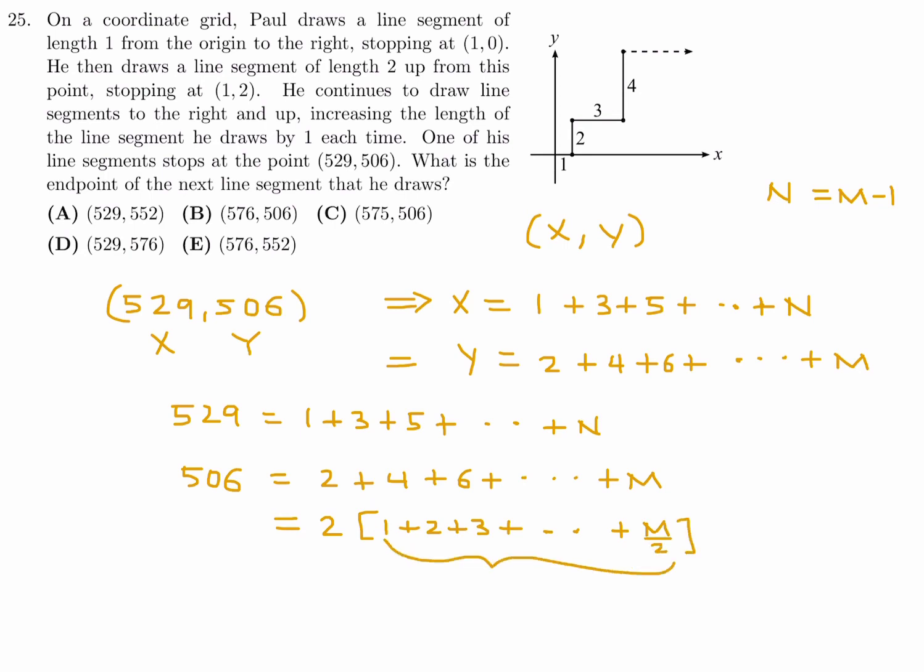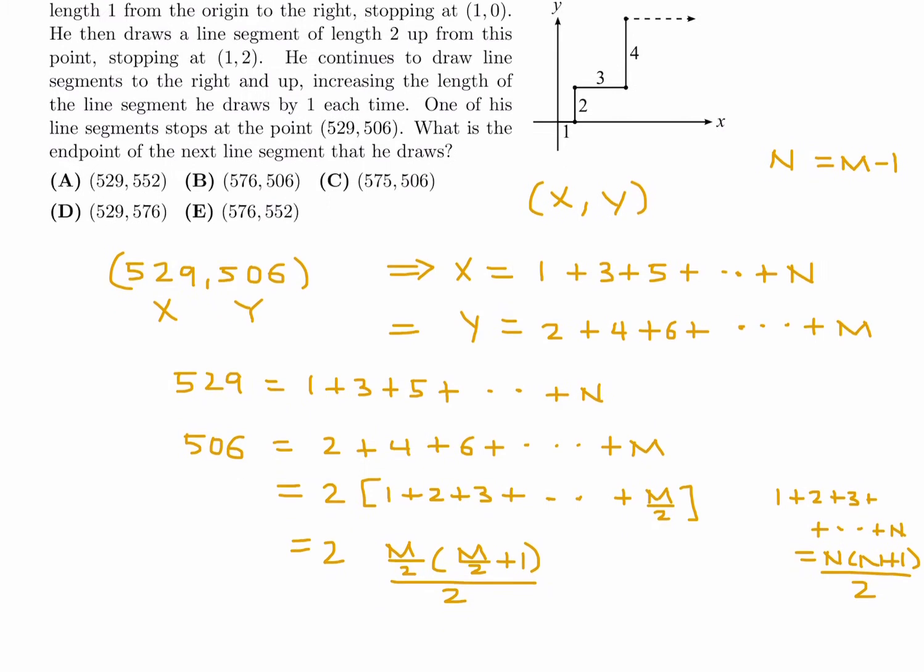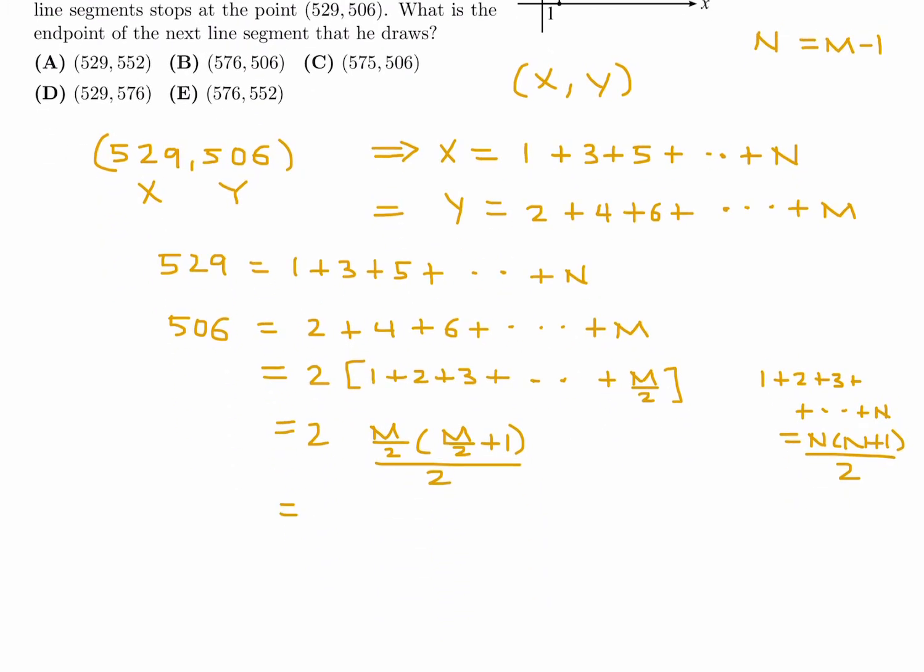And this part has a formula. And some of you may know it, some of you may not. It's in grade 7, so you may not know that the sum of consecutive numbers, dot, dot, dot, until n is equal to n times n plus 1 over 2. All right? So using that formula here, this part becomes m over 2 times m over 2 plus 1 all over 2. All right? So that basically, these 2's cancel out. So you just have m over 2 times m over 2 plus 1. And that, of course, equals 506.